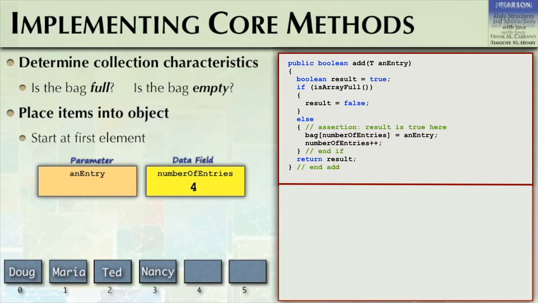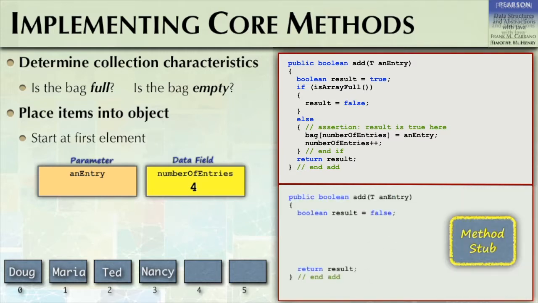Finally, we return result to indicate to our client whether or not the add was successful. Another technique we can use to create this method is to stub out the method first. We create a Boolean to return and then return it. That's all. Since no item was added to the bag, the Boolean should be false to indicate nothing happened.